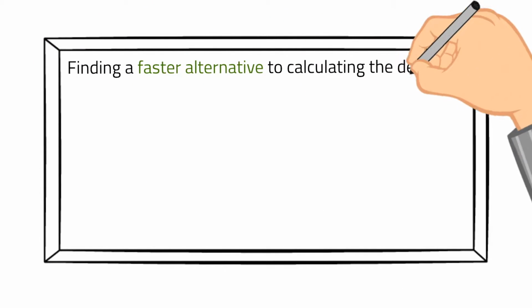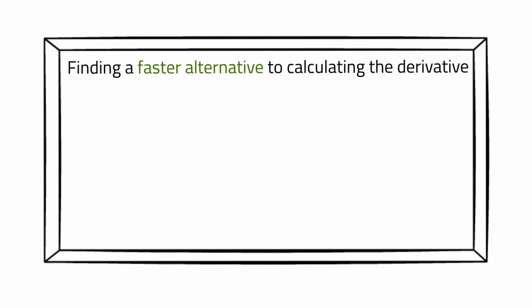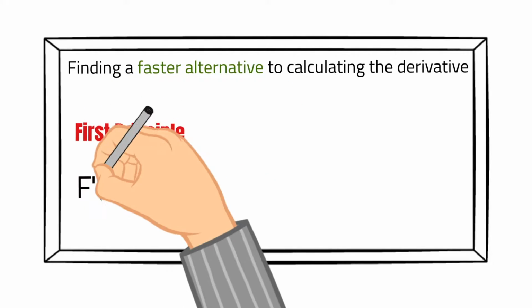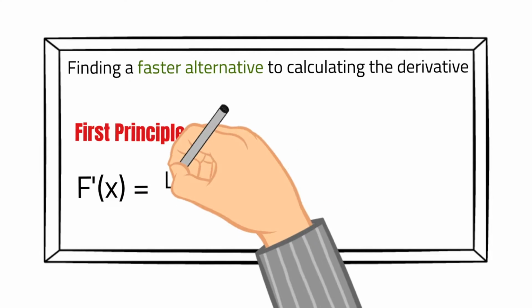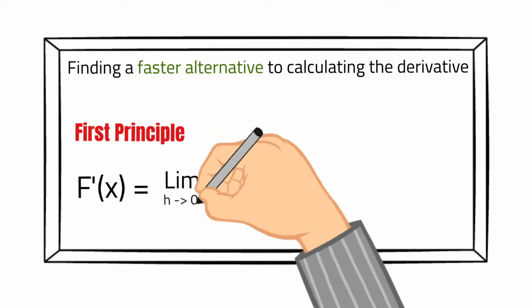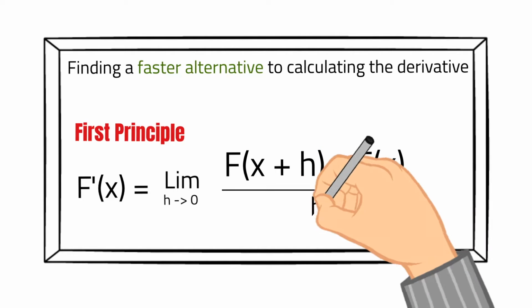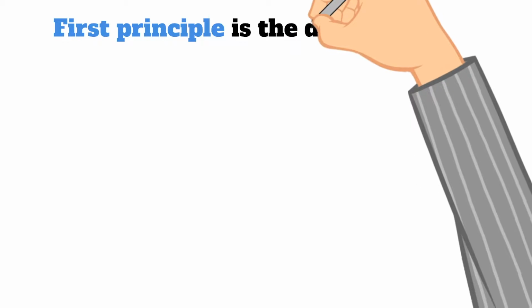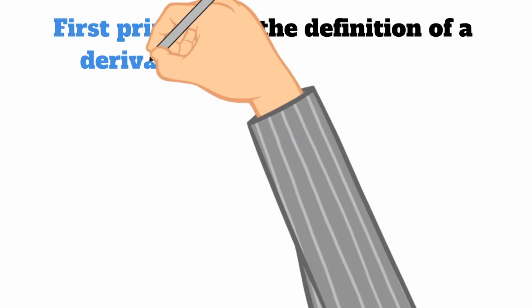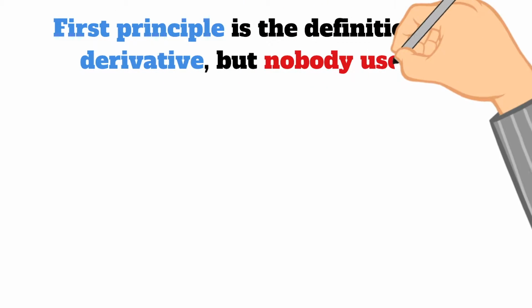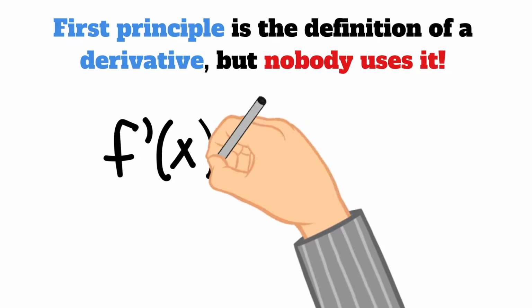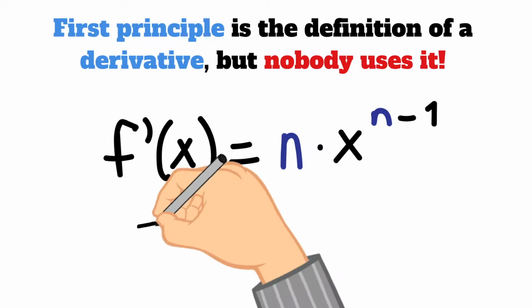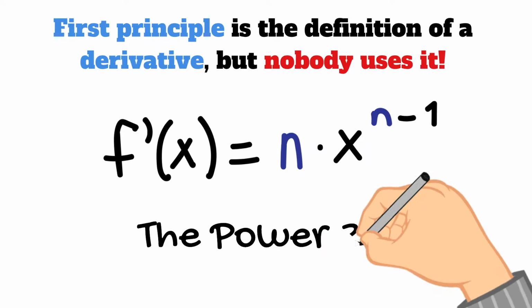Today we're going to carry on where we left off and find a faster alternative to calculate the derivative. Last week we learned that the derivative can be calculated from first principle, and it is f prime of x is equal to the limit as h approaches 0, f of x plus h minus f of x, all over h. Though the first principle is the formal definition of the derivative, it is very tedious to calculate, and for that reason nobody actually uses it. As such, today we'll be discovering our first method of speeding up the calculation of the derivative, the power rule.